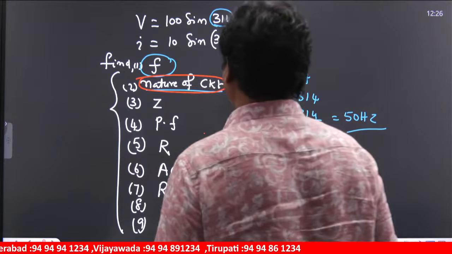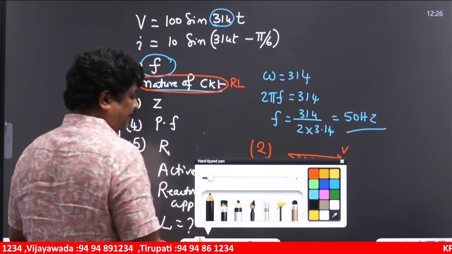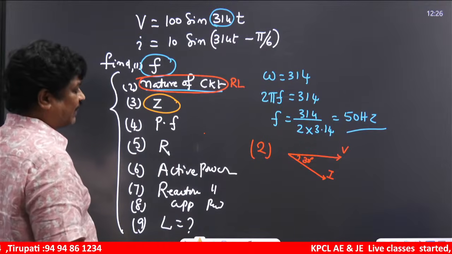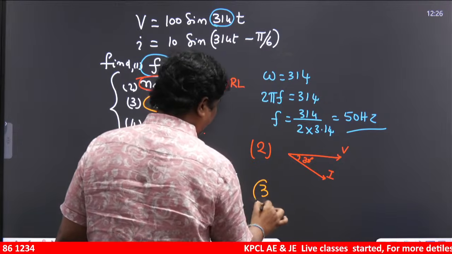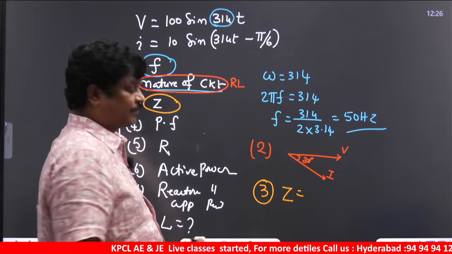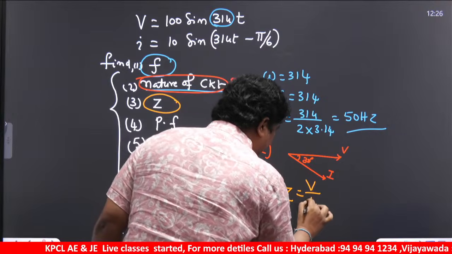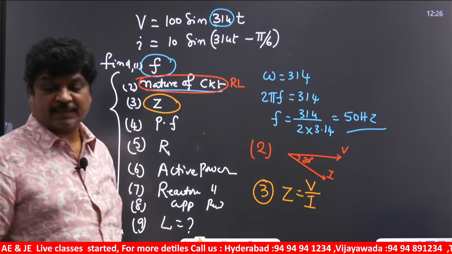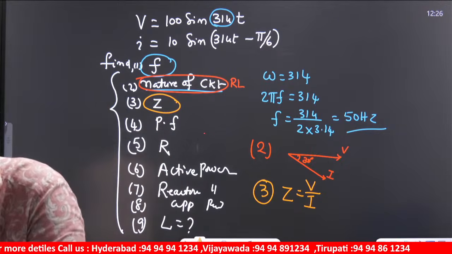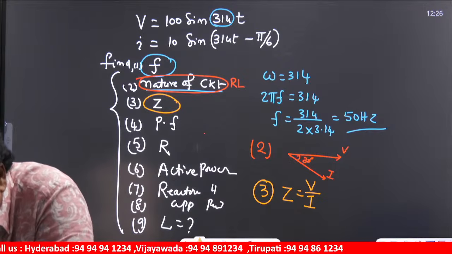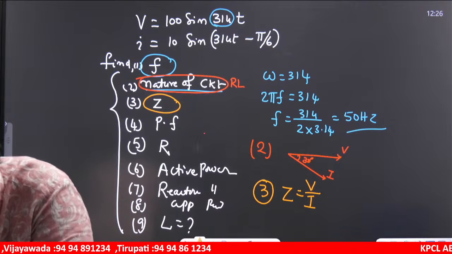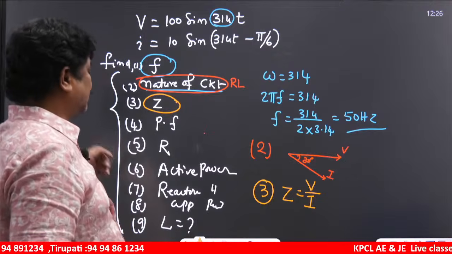Next, we have to find the impedance Z. Third one, Z is equal to, how to write? V by I. Z is equal to V by I. Very good, ma. Somebody has given. Okay. Z is equal to V by I.